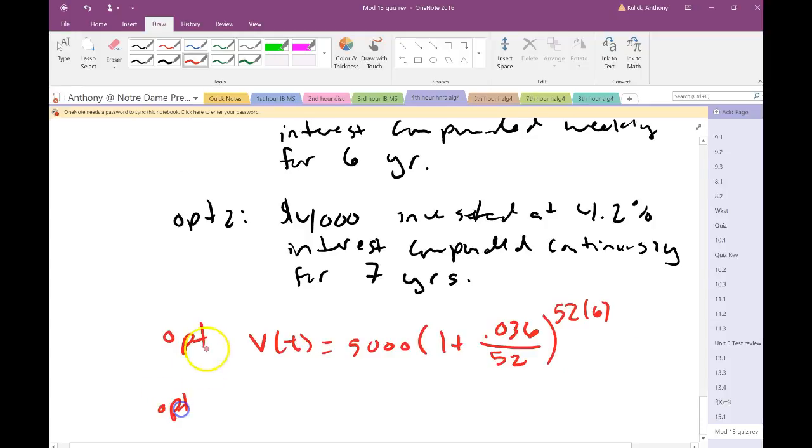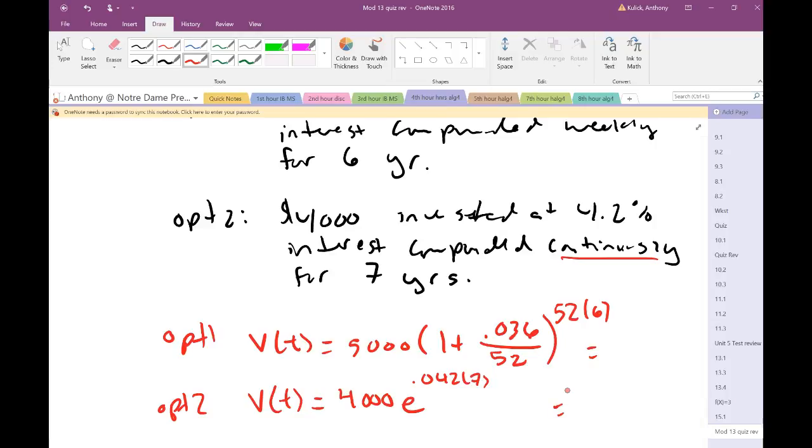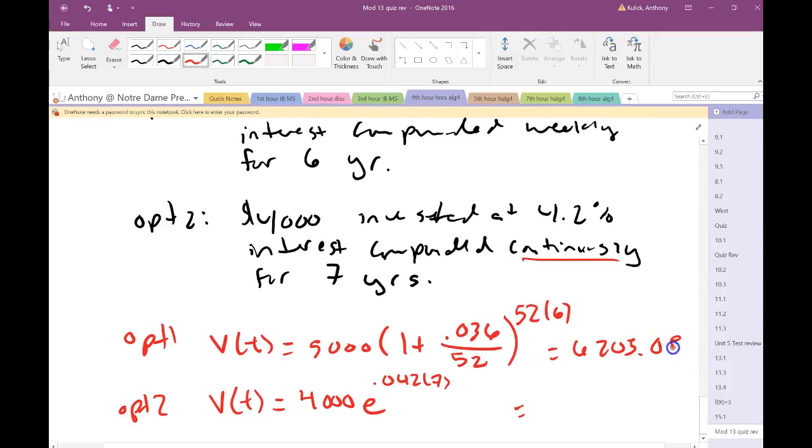For option 2, what am I doing? I'm doing the continuous formula. So I'm doing the PERT one. And I'm just going to type these two into my calculator and see which one gives me the bigger value. Any guesses as to which one's going to be better? Yeah, I really have no idea. It's totally unclear. So this one is 62.05 and 5 cents.